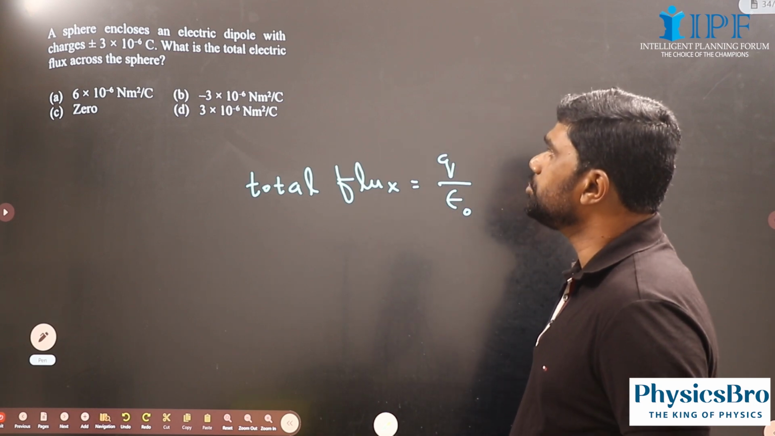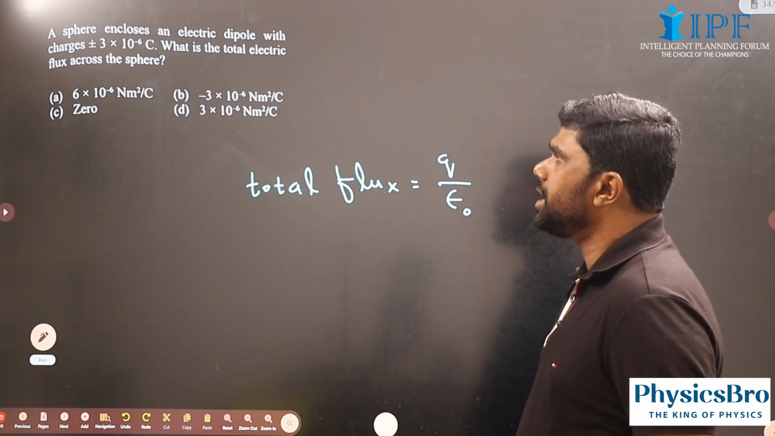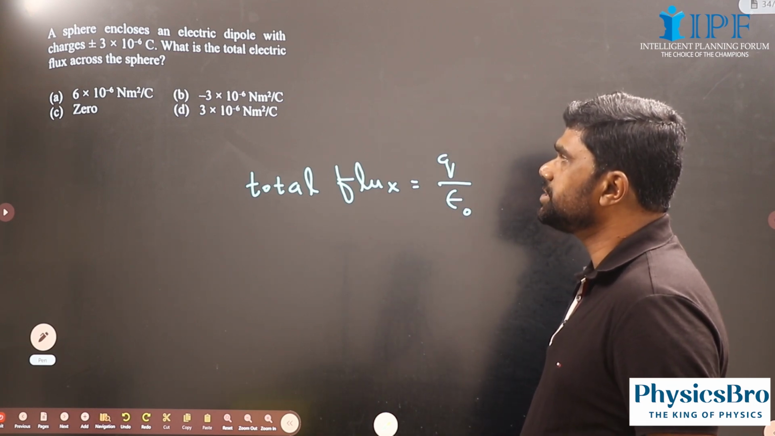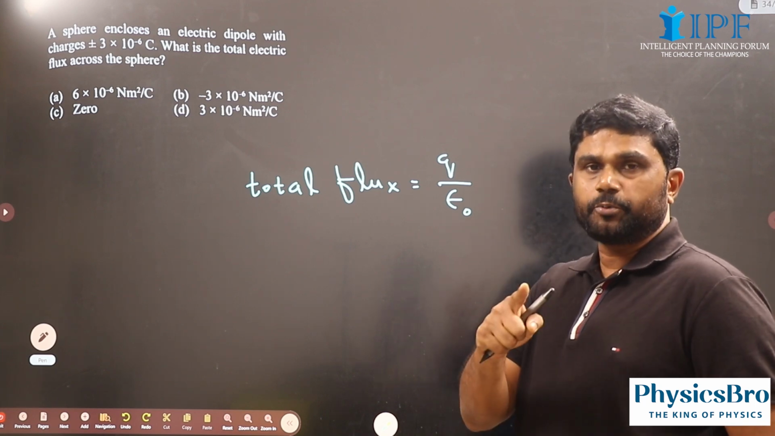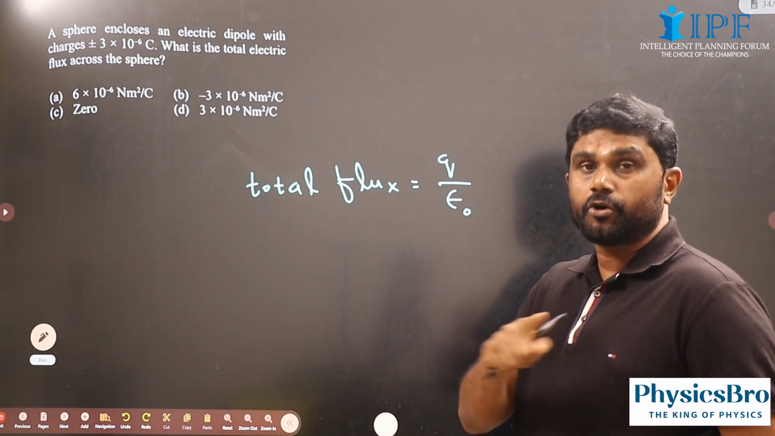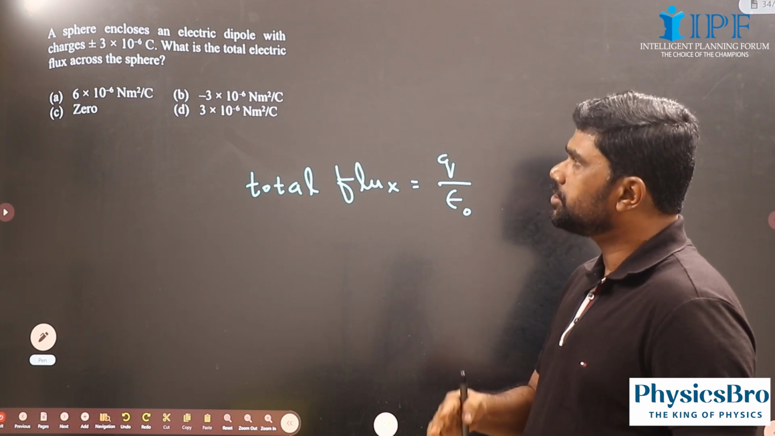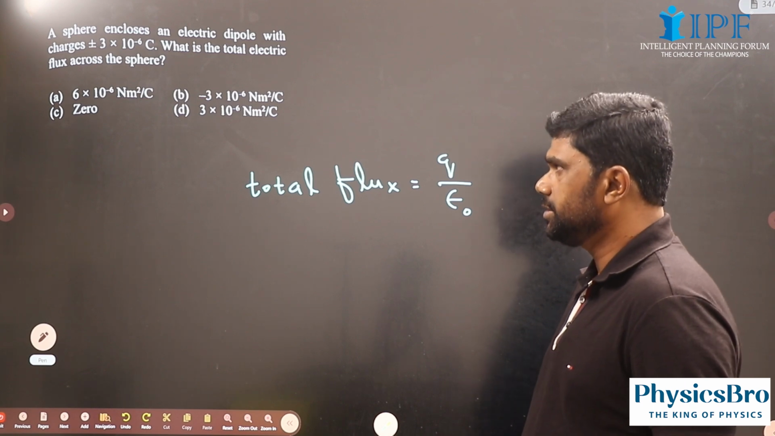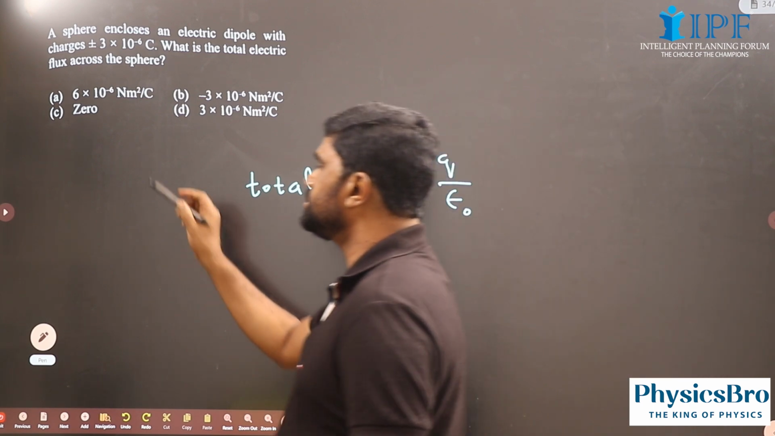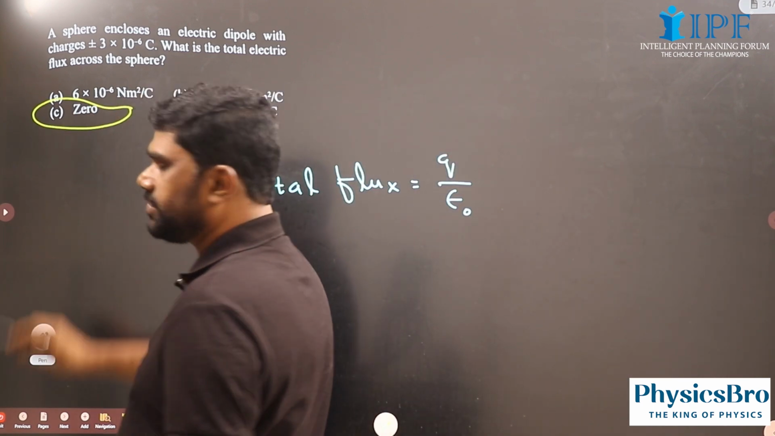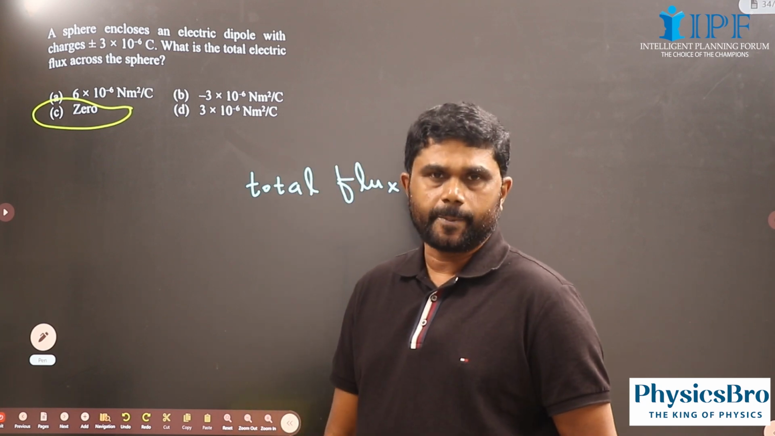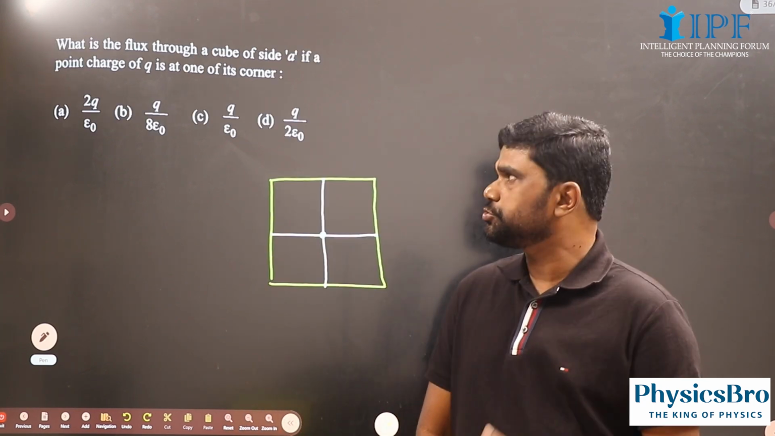Okay, a sphere encloses an electric dipole with the charges plus or minus 3 into 10 raised minus 6 coulomb. Dipole means there will be two equal and opposite charges. What is the total electric flux across the sphere? Total charge enclosed is 0, so the total electric flux through the surface will be 0. Now children, let's see the next question.